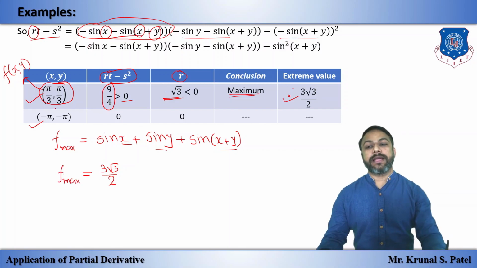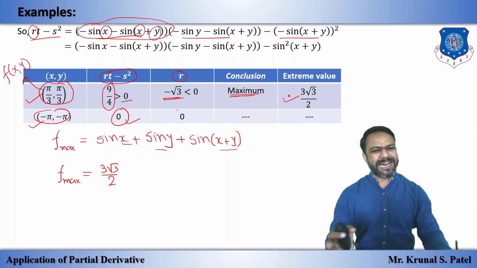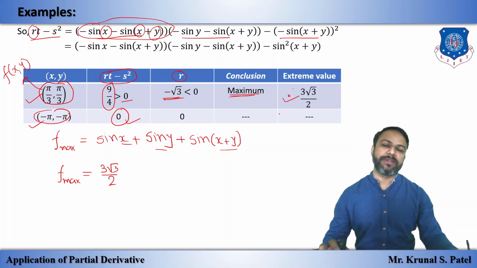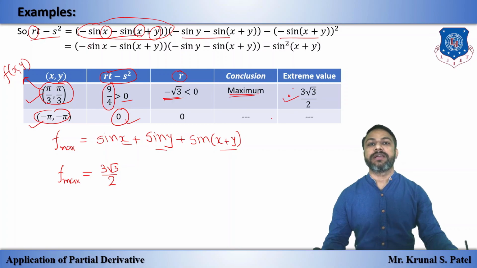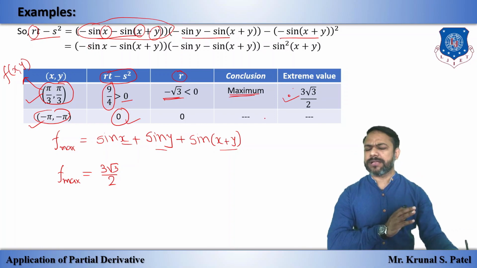Okay. And at minus pi, RT minus S square is 0, as we have seen in that working rule. If RT minus S square is 0, there is no need to check R and anything, no conclusion. We cannot say the function is maximum or minimum. There is no conclusion. We cannot say saddle point or anything. There is no conclusion about the function.